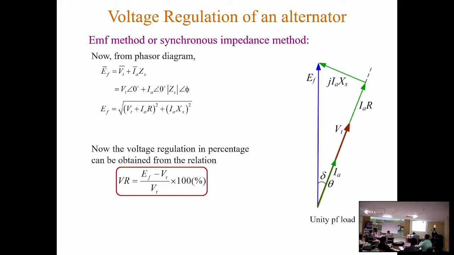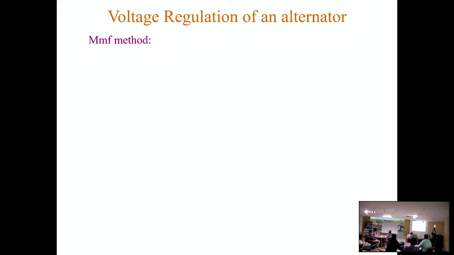So this EMF method or synchronous impedance method calculation is very simple. Just you need this OCC and SCC. Then by selecting proper value of field current, you have to calculate ZS. Then if R, armature resistance, is given to you, then use that R to calculate XS, or you can perform some DC resistance test to get R, or you can measure the armature resistance simply by using multimeter in resistance measurement mode. Okay. So next is MMF method.